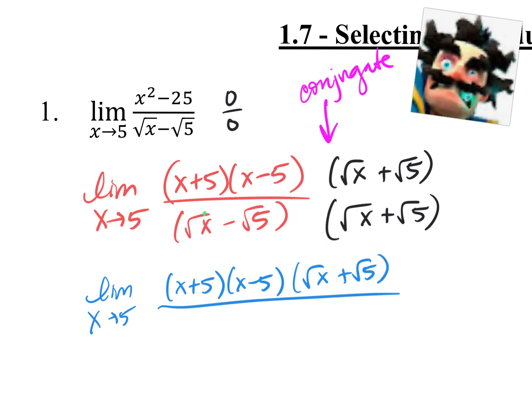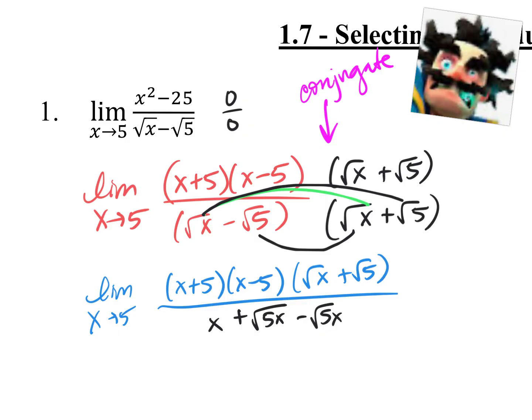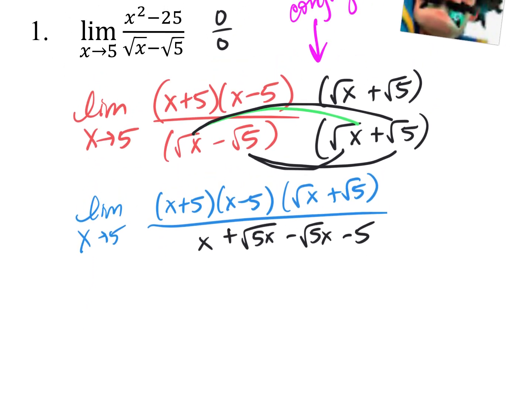What happens when I distribute root x times root x? We just get x. Then what about root x times a root 5? They're both under the root, so they stay under the root. It would turn into root 5x plus a root 5x. What about this one? Minus, they're both still under the root, so minus root 5x. Root 5 times root 5, so minus 5. Hey, are things canceling? Yes.